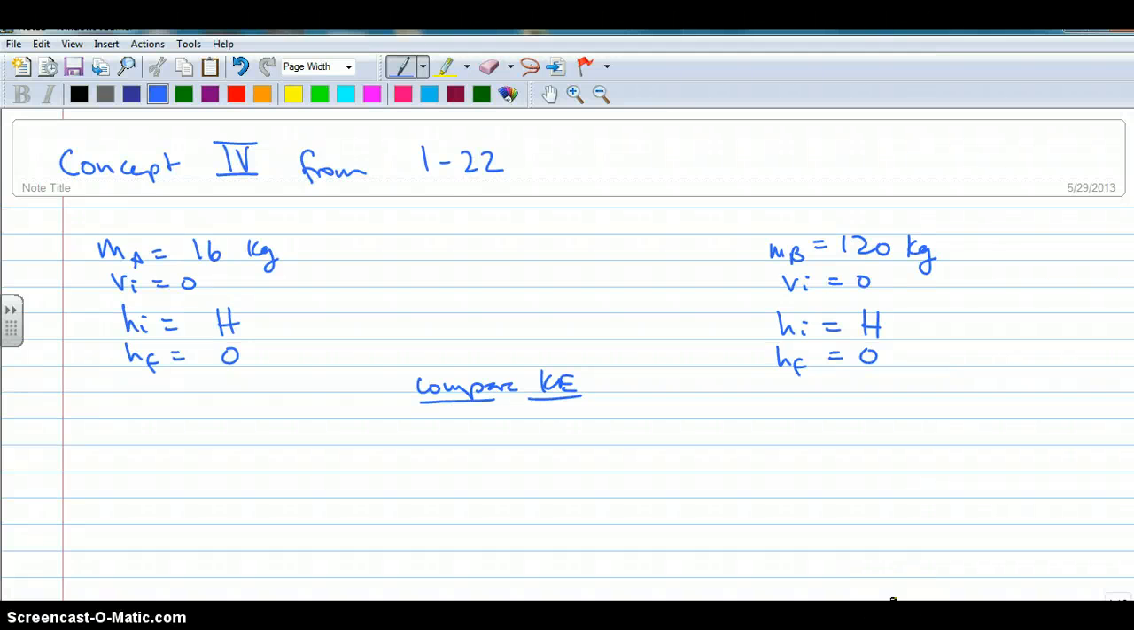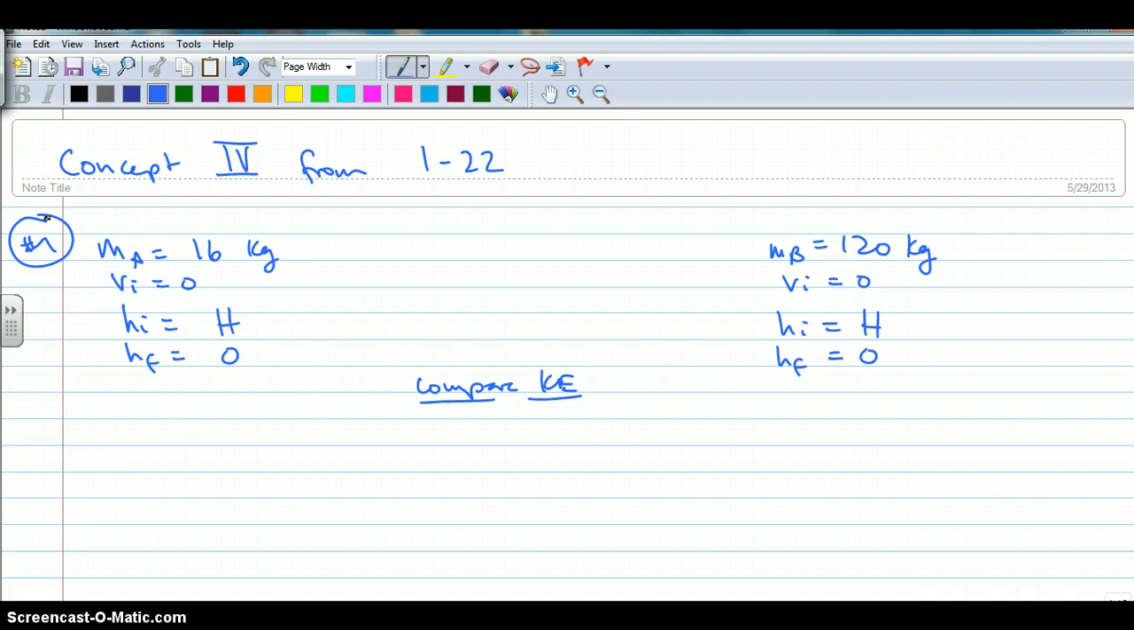Okay, here is an example from concept 4. This is from the test quiz on January 22nd. This is the first problem. And the question is, you've got two stones, stone A and stone B.